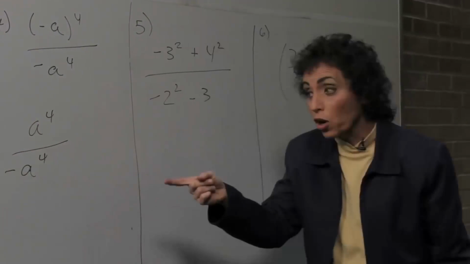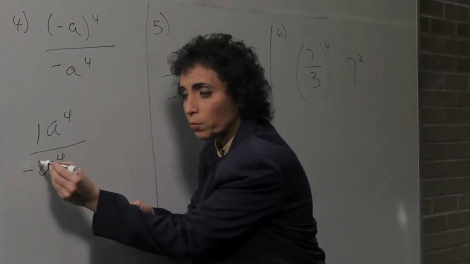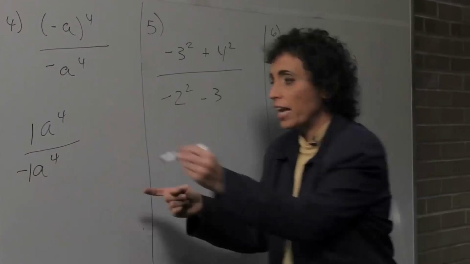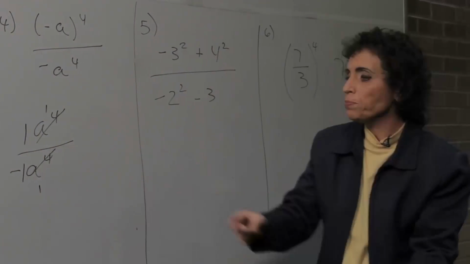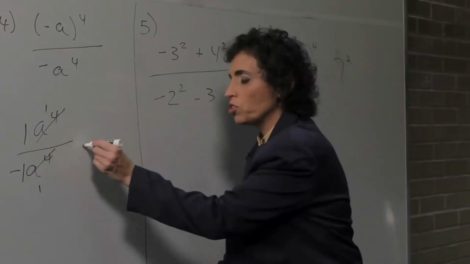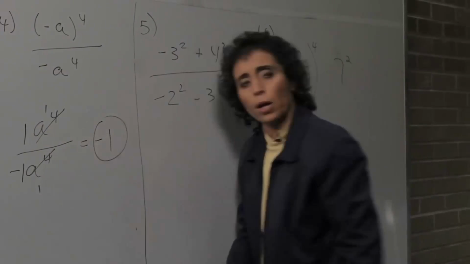Well, nothing much is going on here, because what's happening is, and if it makes it easy, you might want to put a 1 here. You might be able to see this better, is that the a to the 4ths reduce out because they are the same number, okay? And then you have 1 over -1, which is clearly just -1. So that's it. That's how you do that problem.